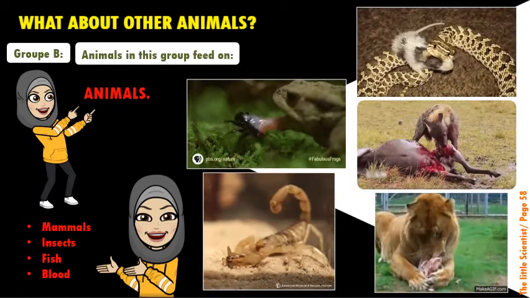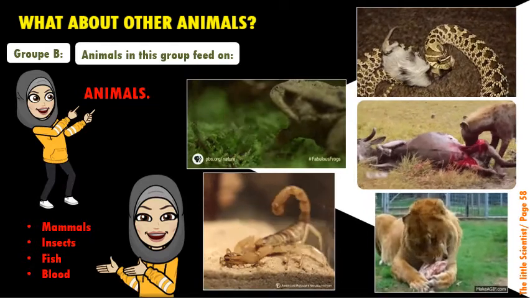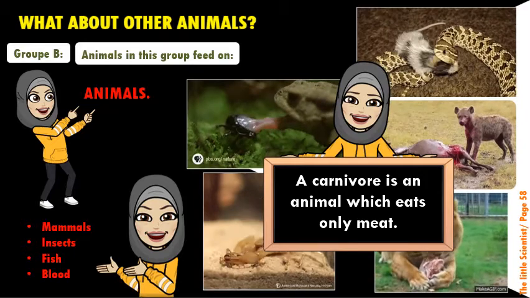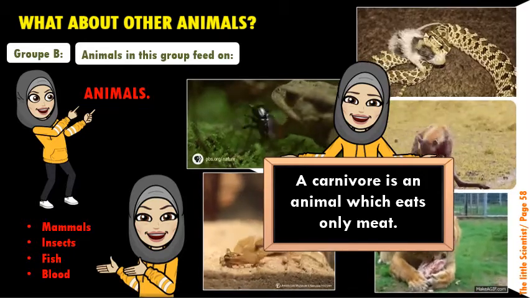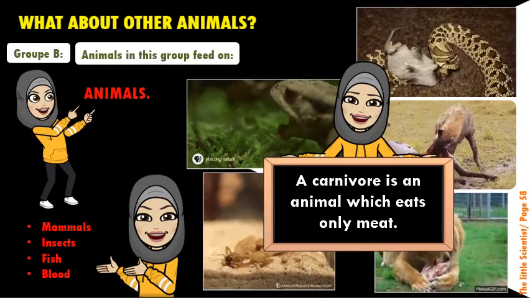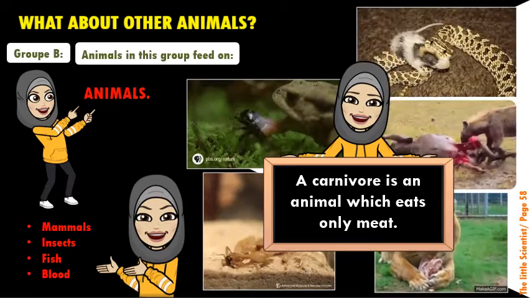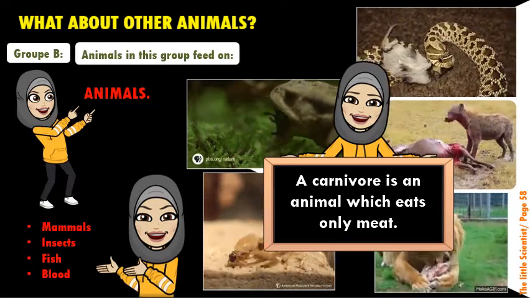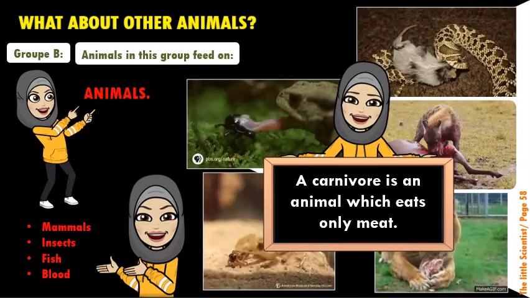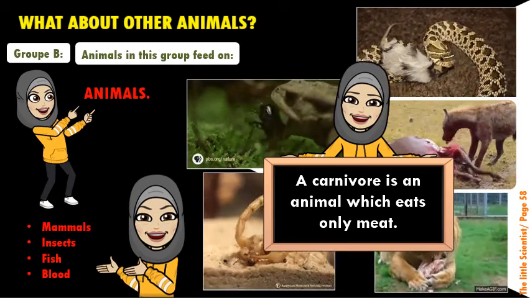So, animals that feed on food from animal origin are called carnivorous animals. So a carnivore is an animal that eats meat only. Herbivorous animals feed on plants, while carnivorous animals feed on meat or other animals. The snake, the hyena, the lion, the scorpion, and the frog are carnivorous animals.